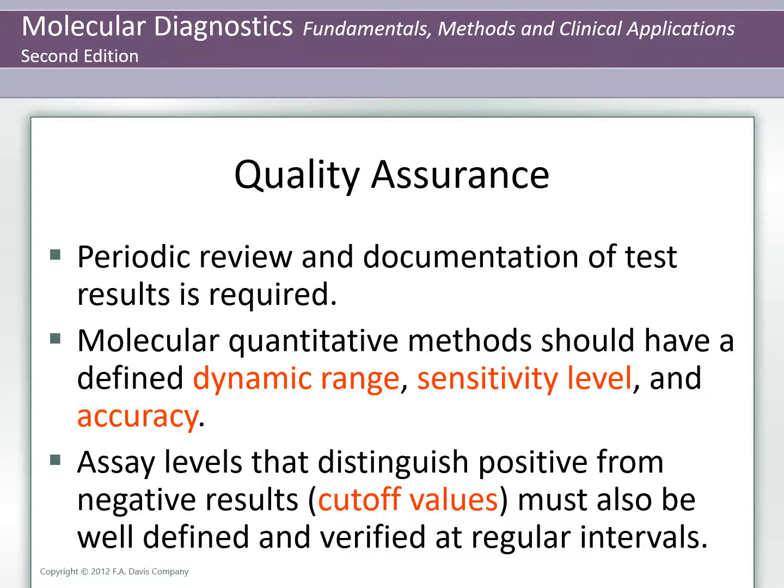With quantitative molecular methods, sensitivity level and accuracy also need to be established and defined. The sensitivity level is when there's a change in the assay response with corresponding changes in analytes. And accuracy is the degree to which a measurement or an estimate based on measurements represents the true value of the attribute that's being measured. Assay levels that distinguish positive from negative results, also known as the cutoff values, must also be well defined and verified at regular intervals.